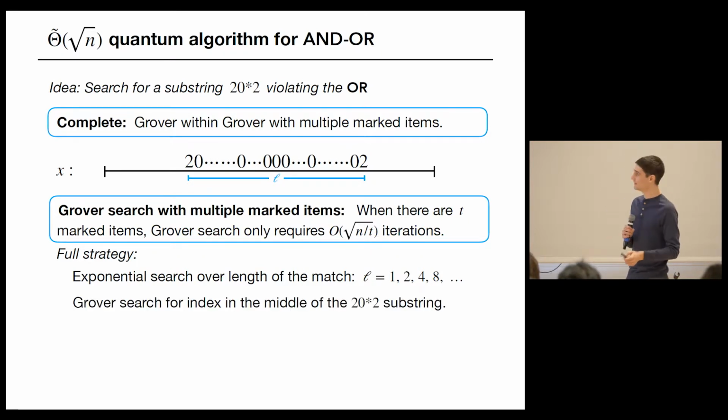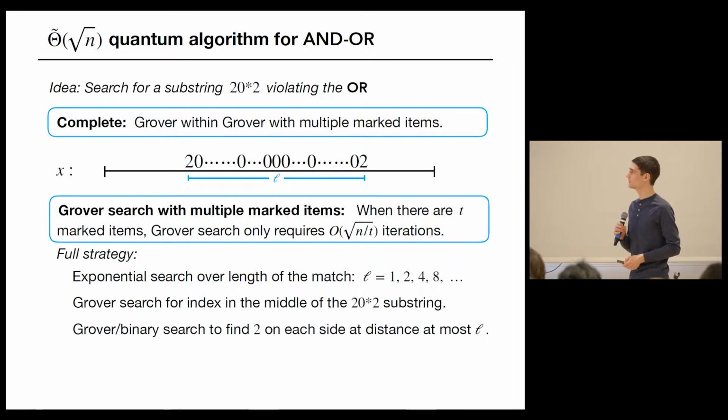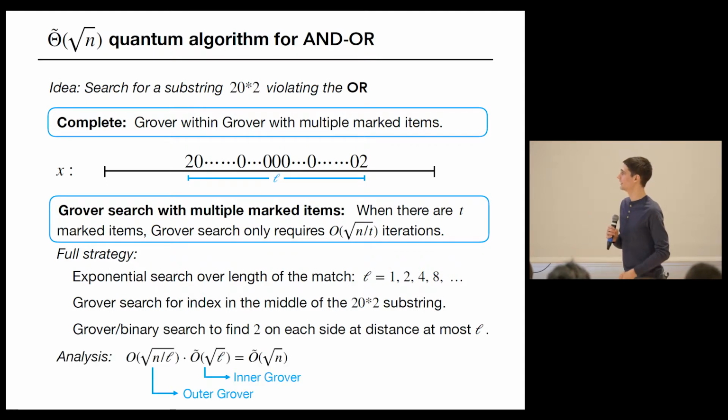You Grover search for an index in the middle of that 2, 0, star, 2 string, and then you sort of Grover and binary search outwards to find a 2 on each side at a distance of at most L. And that completes the algorithm. And the analysis is the following, right? The outer Grover takes square root n over L, the inner Grover takes square root L, and therefore altogether you take square root n time.